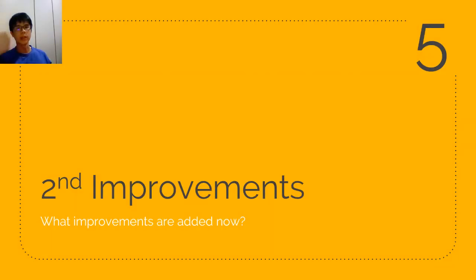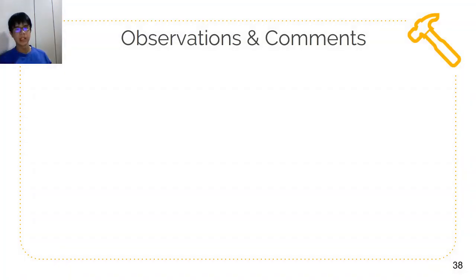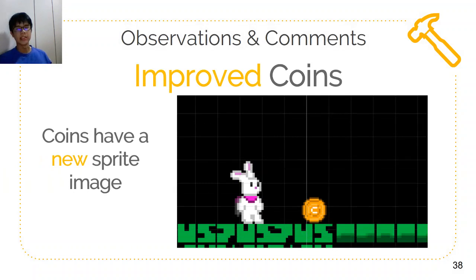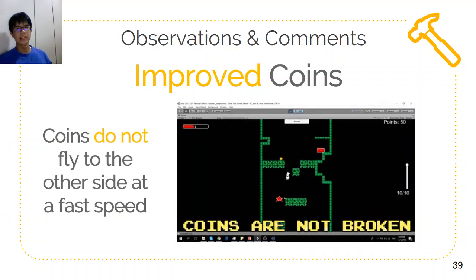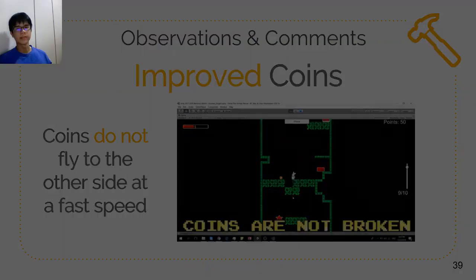Finally, I shall talk about the improvements I made to this iteration of the game. Coins have been improved. There is a new sprite image so that players will be able to tell it's a coin. Coins will not fly to the other side of the stage now. This will allow players to be able to collect the coins.